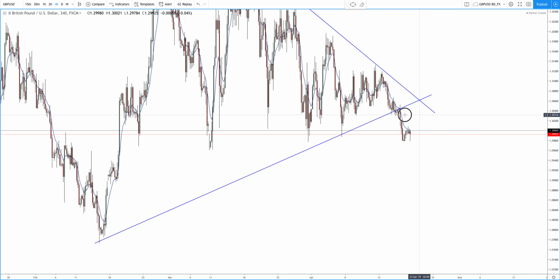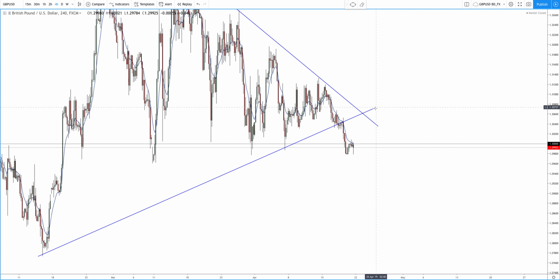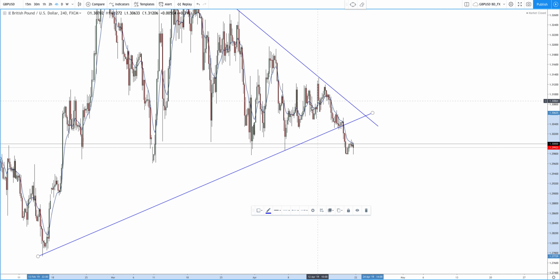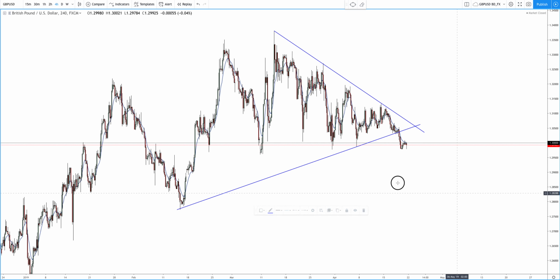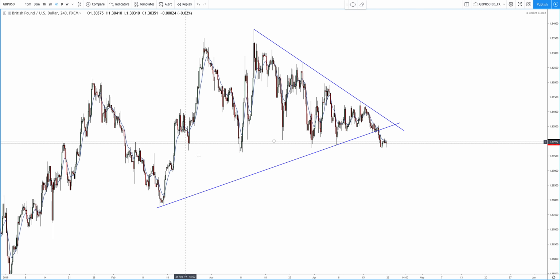As you can see here, we came down to this sort of trend line. Price was up here last week. We came down to this trend line, hovered around it for a little bit, and then we broke through. Now we have broken through the very important level of 1.3000. This is a very key level on this pair, and you can see how we failed to break it many times back here.